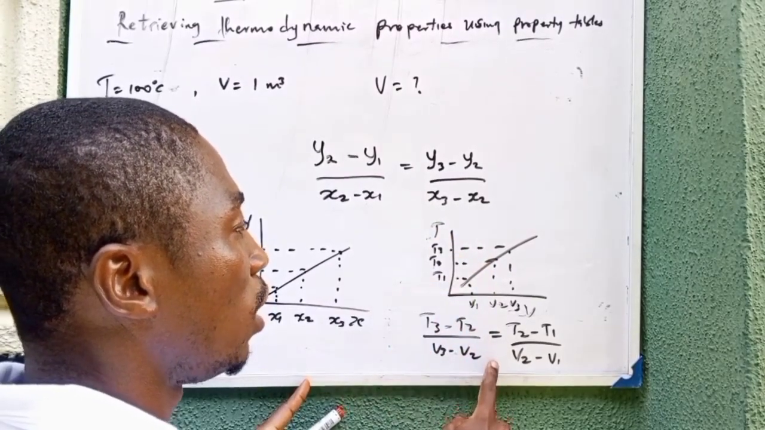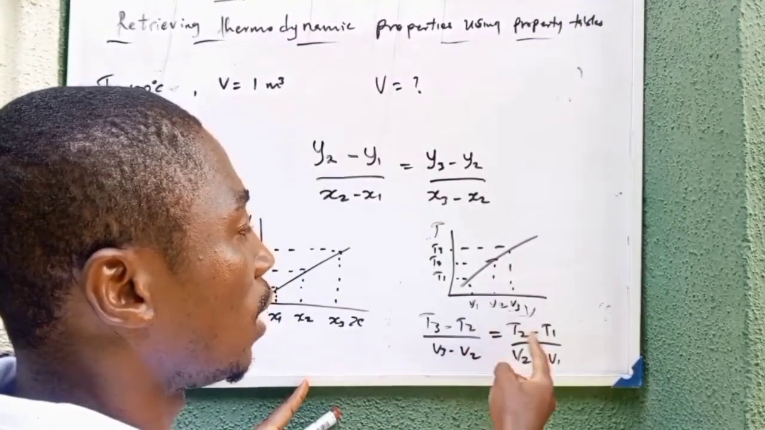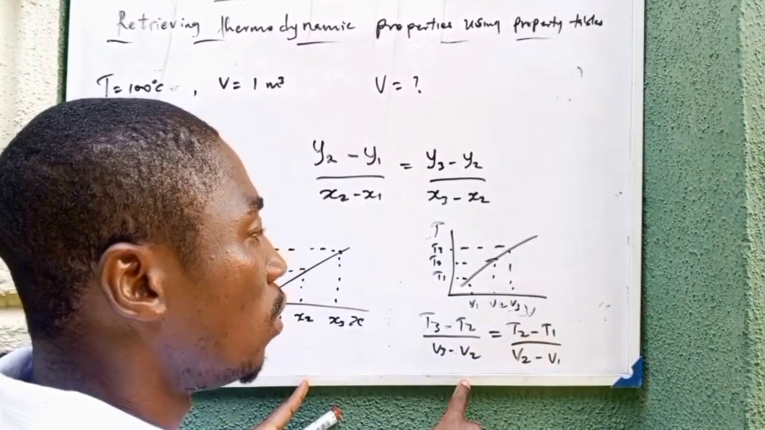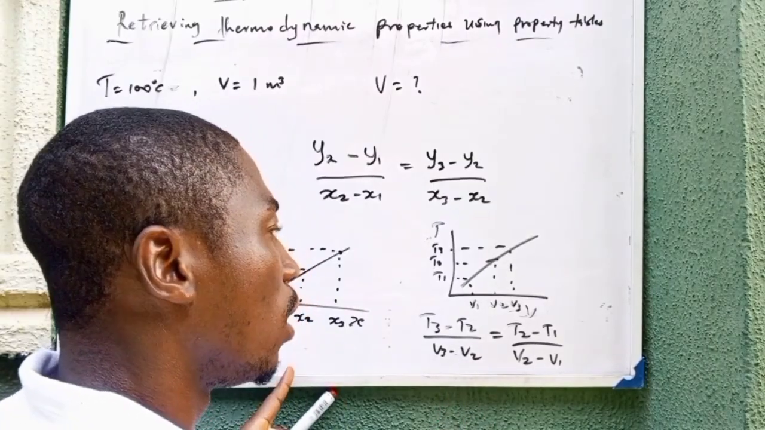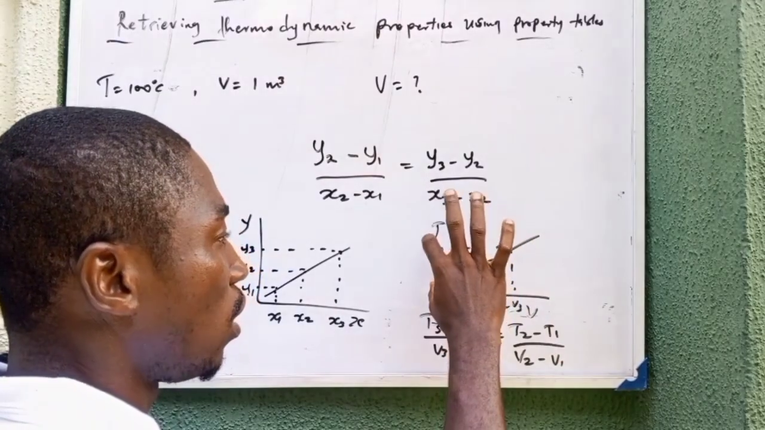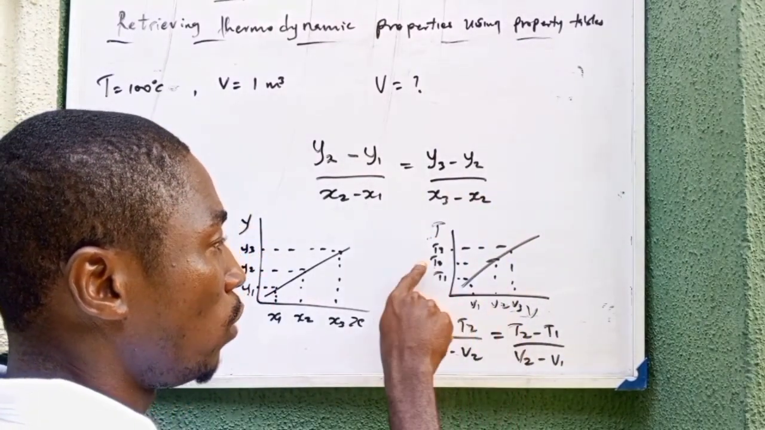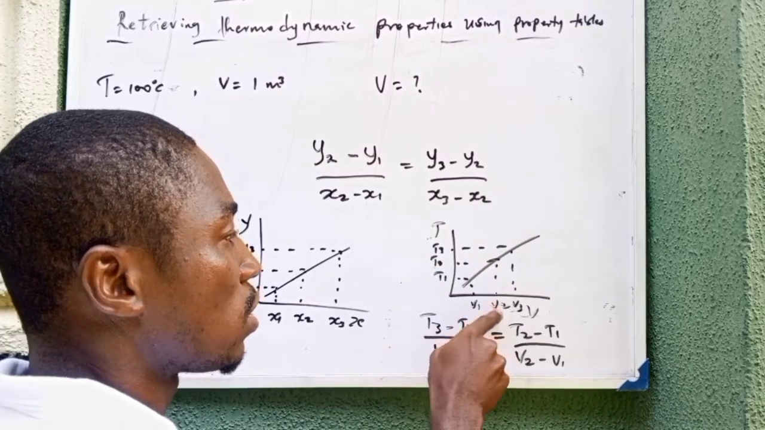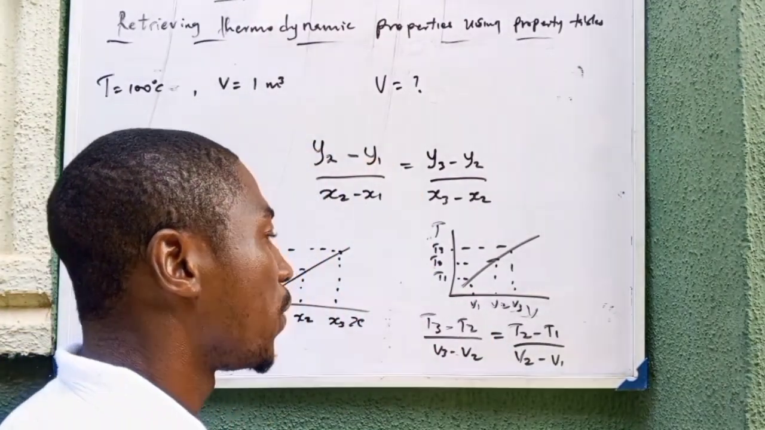If I'm looking for T2, I make T2 the subject of the formula and get the value for my T2. If I'm looking for V2, I make V2 the subject of the formula and get the value for my V2. So with these two pairs of values, I can easily get an unknown value, whether it be T2 or V2, as long as the other is known. So that's what interpolation is about.